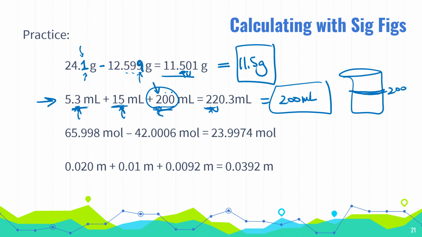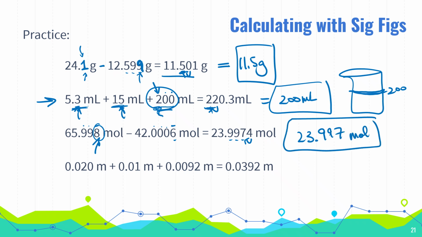Quick answer check. And this is the end of our video lecture, my friends. So here we have an 8 in the tenths, hundredths, thousandths place. Here I have a 6 in the tenths, hundredths, thousandths, ten-thousandths place. What's bigger, thousandths or ten-thousandths? It's going to be the thousandths place. So we're going to round to the thousandths. That 4 is going to leave that 7 a 7. Our final answer is 23.997. MOL is moles. Make sure that you're keeping your unit labels.